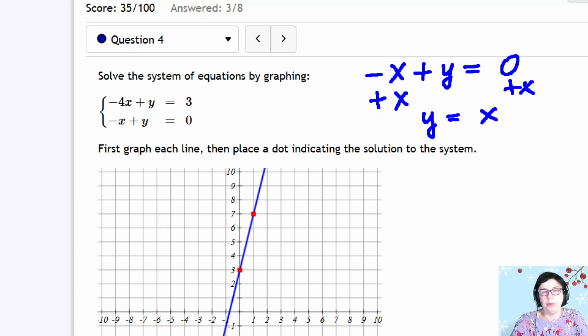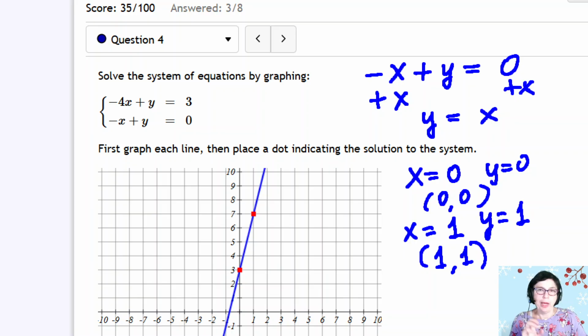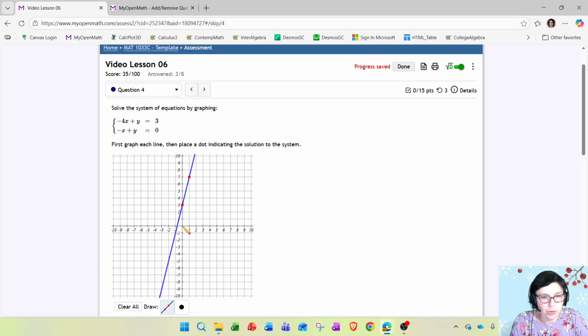Why is this better? Because now, if you, for example, start with x equals 0 and you plug it in, you will get y equals 0. So (0, 0) is a solution. But at this point, I can pick another x. For example, x equals 1, plug it in, and I get y equals 1. That will correspond to (1, 1). Now I was able to find 2 different points, and now I can graph it. Okay, so (0, 0) and (1, 1).